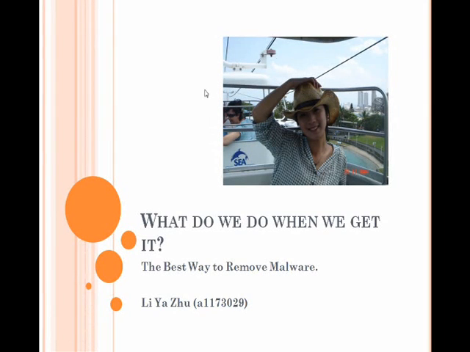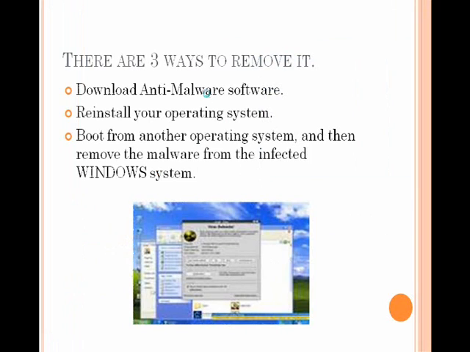Hi, I'm Julia. I'm going to talk about what we do when we get malware on our computer. Of course, when we get it, we need to try to remove it from our computer to protect our personal information. Here, I would like to introduce three general ideas to remove malware, which are: download anti-malware software, reinstall your computer operating system, and boot from another operating system and remove the malware from the infected Windows system.